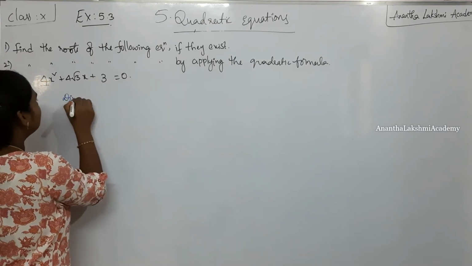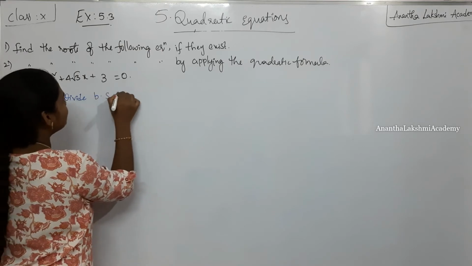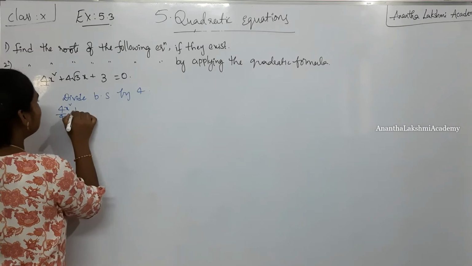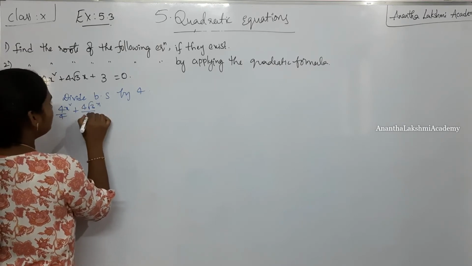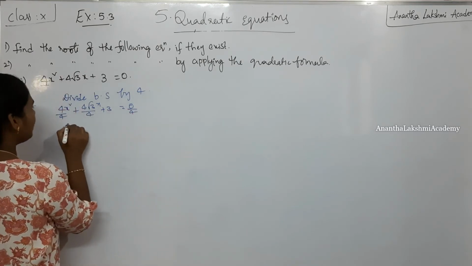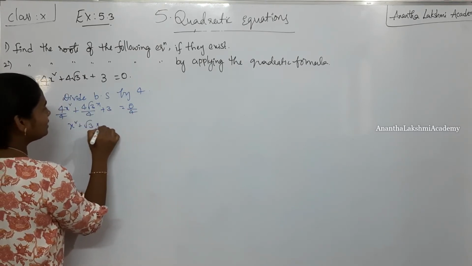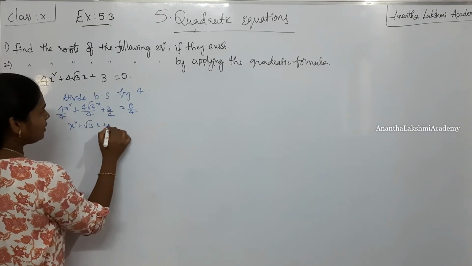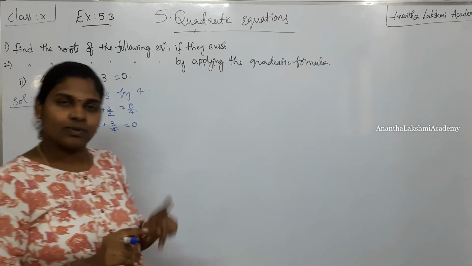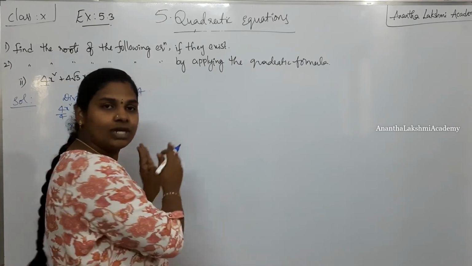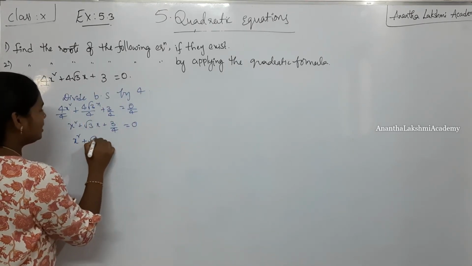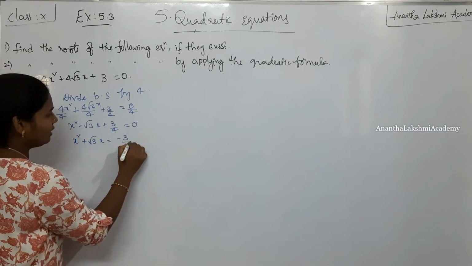So divide both sides by 4. That becomes 4x square by 4 plus 4 root 3x by 4 plus 3 is equal to 0. 0 by 4 is 0. So x square plus root 3x plus 3 by 4 is equal to 0. Now the coefficient of x square is 1. What is the next step? We need to move the constant term to the other side. That is x square plus root 3x is equal to minus 3 by 4.